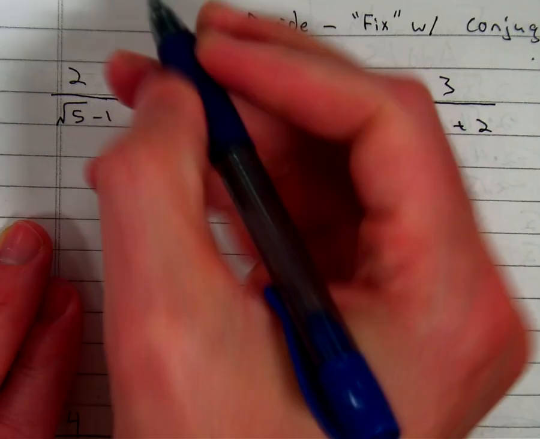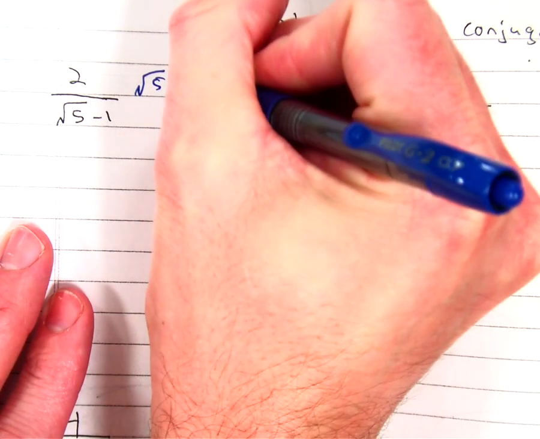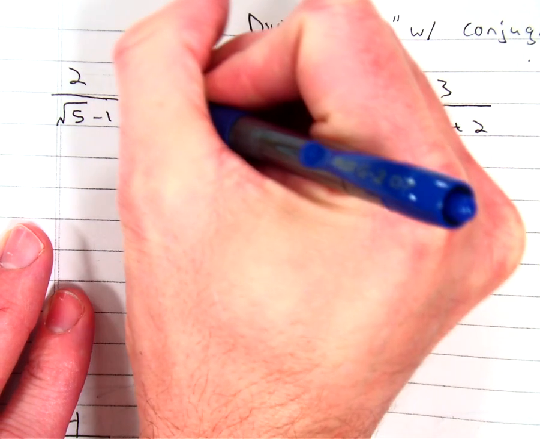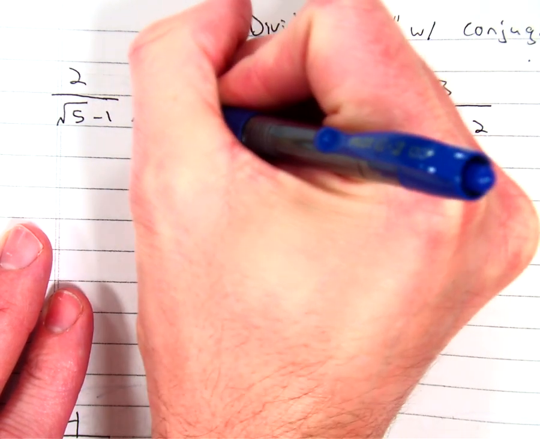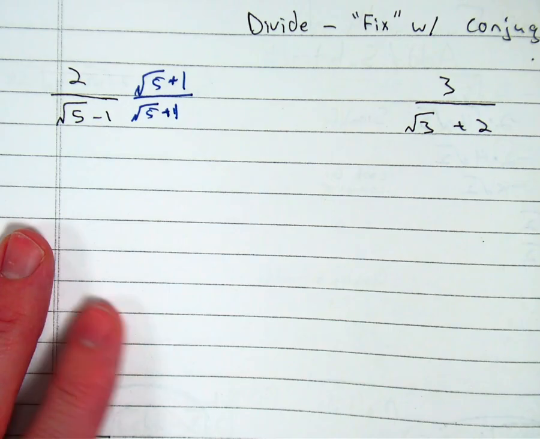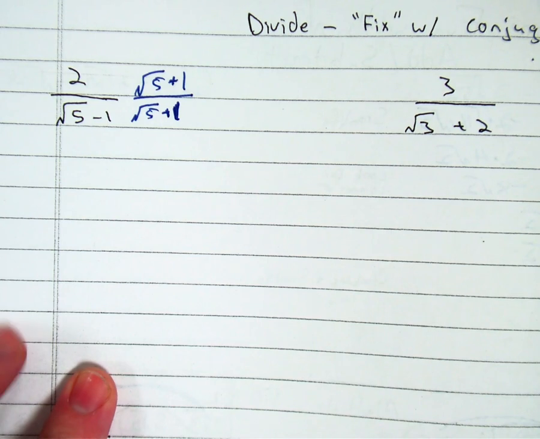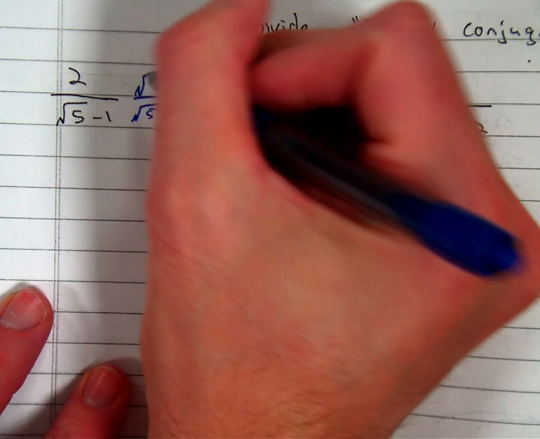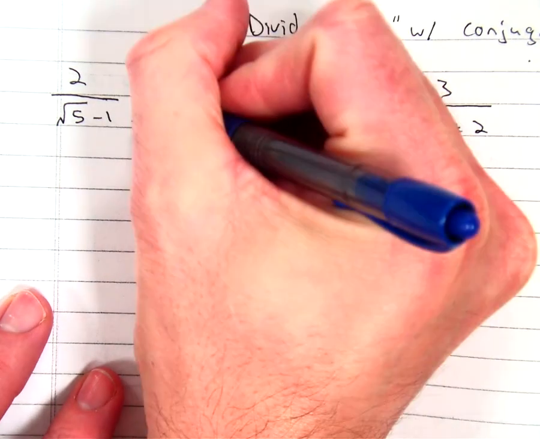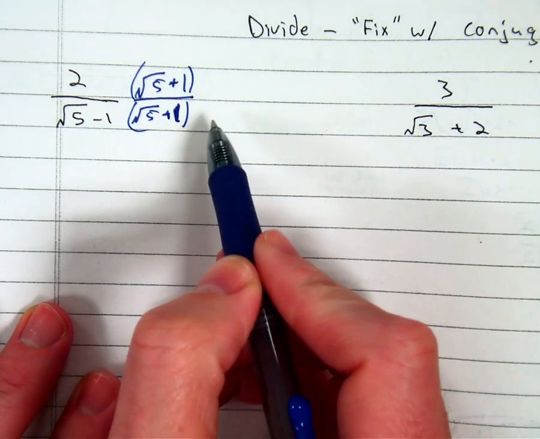So we're going to copy that. Radical 5 minus 1. Well, plus 1, because we want the opposite sign. Plus 1. A little bit better. Okay? And sometimes kids like to put parentheses around it. You don't have to, but sometimes people like to do that.